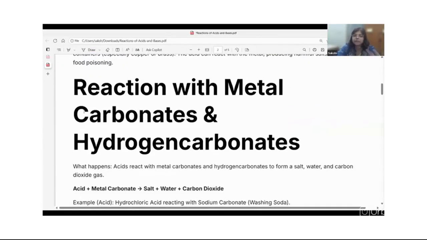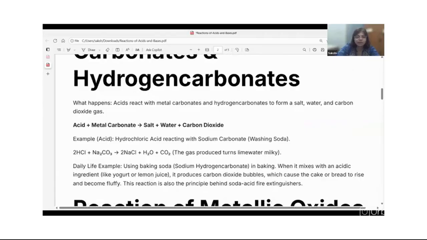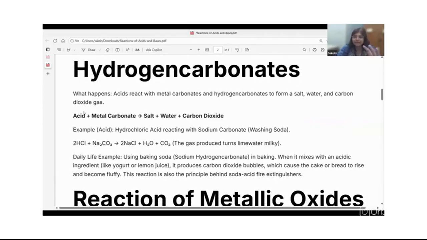Now, reaction with metal carbonates and hydrogen carbonates. Let us see. So, when acid reacts with metal carbonate, right, or hydrogen carbonate, it forms salt, water, and carbon dioxide gas. So this we need to remember. For example, I have HCl and it reacts with sodium carbonate. So what do I get? I get a salt, NaCl, right? I get water molecule, that is H2O, and carbon dioxide gas is also released.